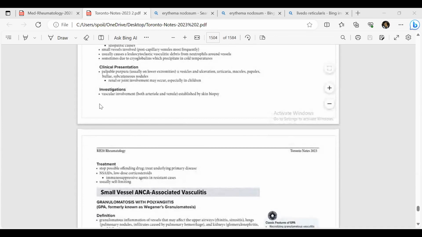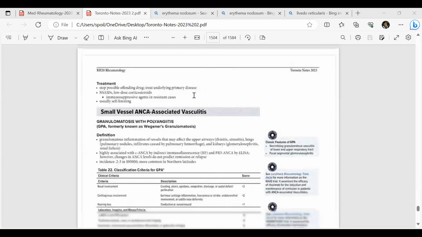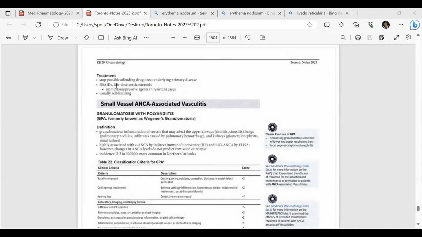For investigation, vascular involvement, both arterial and venular, is established by skin biopsy. So we will do a skin biopsy. Treatment is to stop the possible offending drug, treat the underlying primary disease, NSAIDs, and low-dose corticosteroid, with immunosuppressive agents in resistant cases. It's usually self-limiting as well.